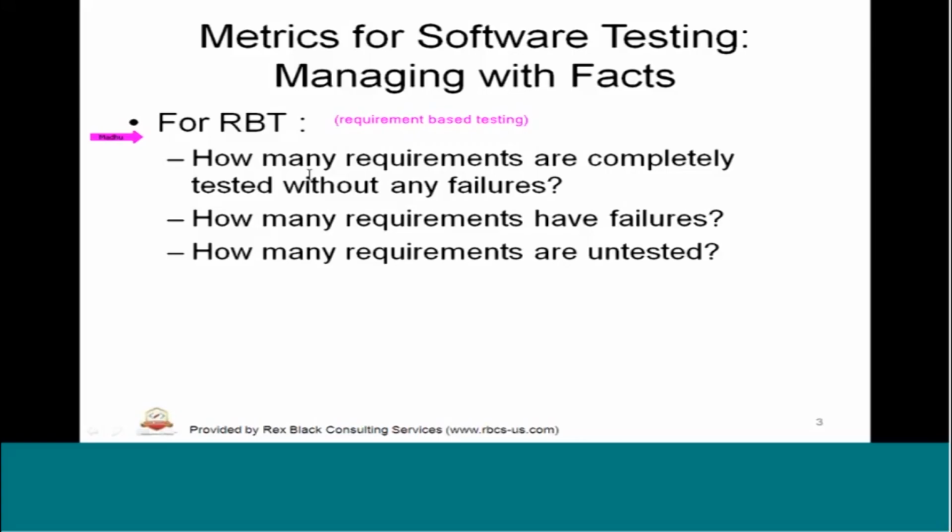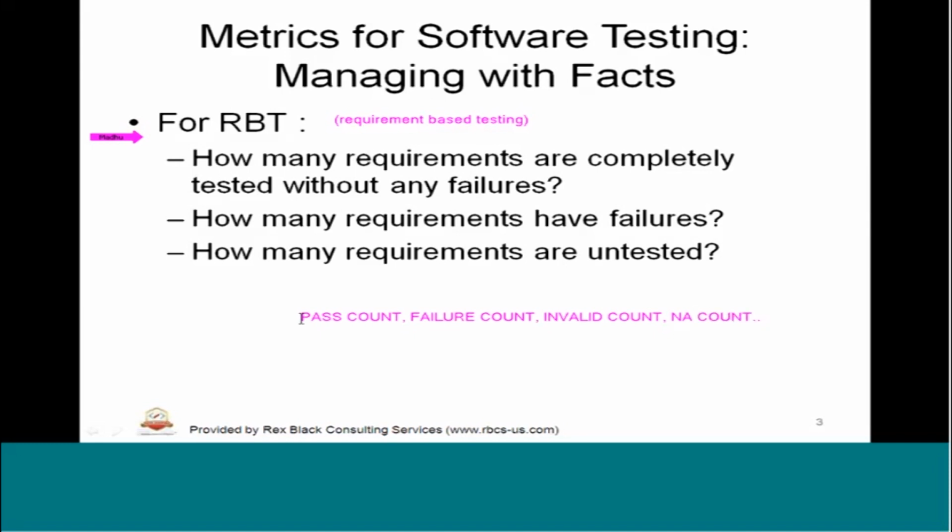For example, how many requirements are completely tested without any failures? How many requirements have failures? How many requirements are untested? So these are very important metrics. It is not just enough to report a pass/fail count. Failure count, invalid count, not applicable count.